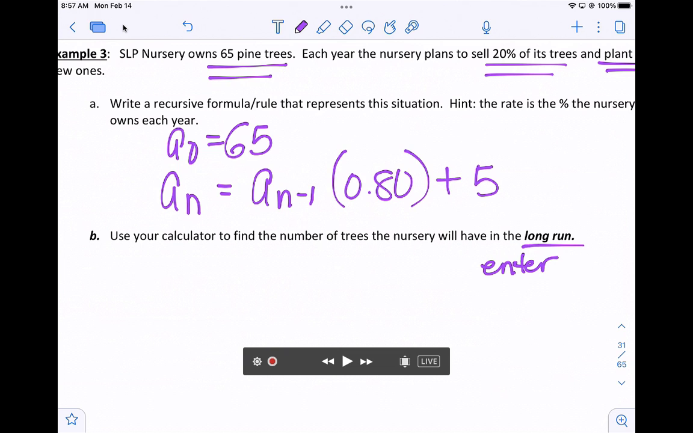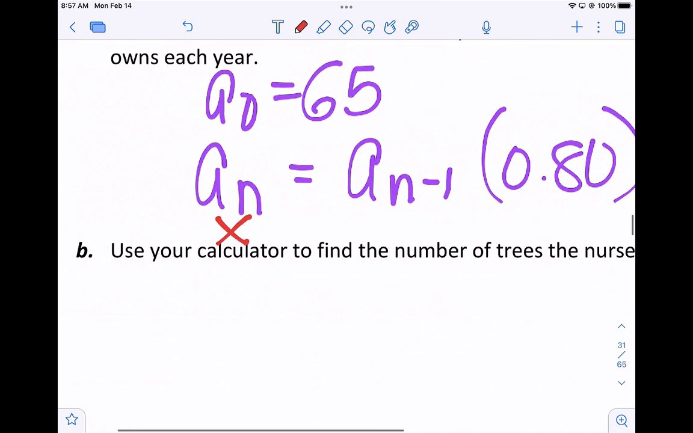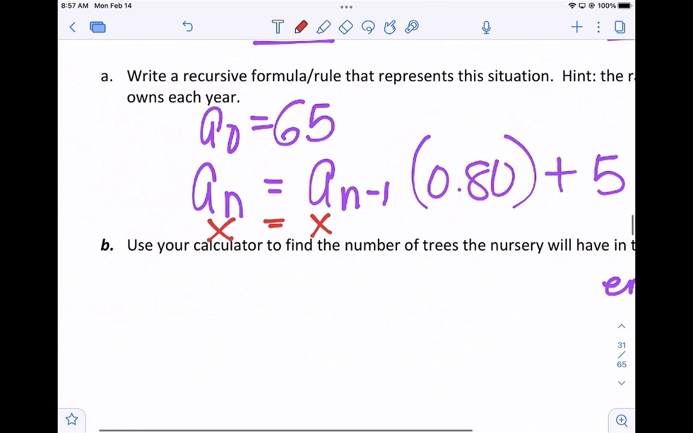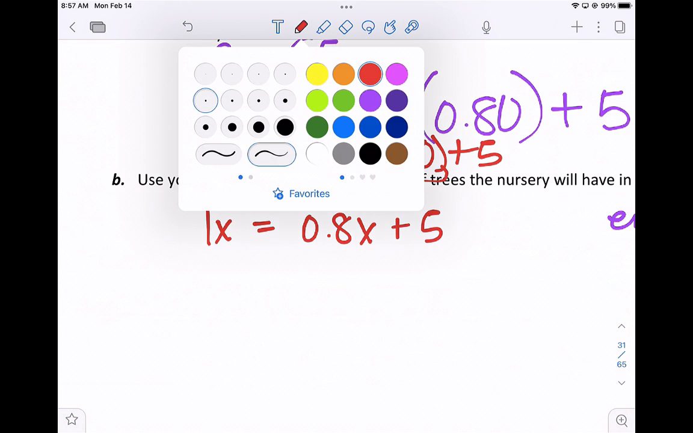You can actually solve this algebraically. And so what we're looking for if we're solving it algebraically is we're trying to figure out, is there any year that has the same amount of trees as the year before it? So I'm just going to change these to x's and make an equation. So one way to rewrite this is 1x, right? x equals, and this is 0.8x plus 5. So I'm just rearranging the letters here. And we're solving for x. So we want to get x on one side.